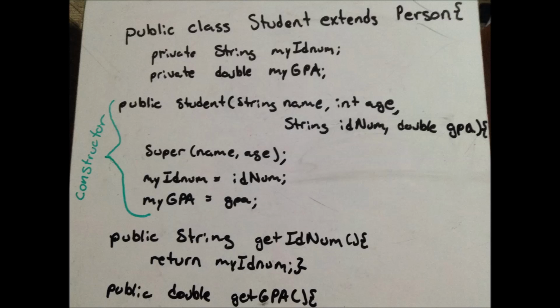The constructor for the Student class initializes the instance data of the Student objects and uses the Person class's constructor to initialize the data of the Person's superclass.